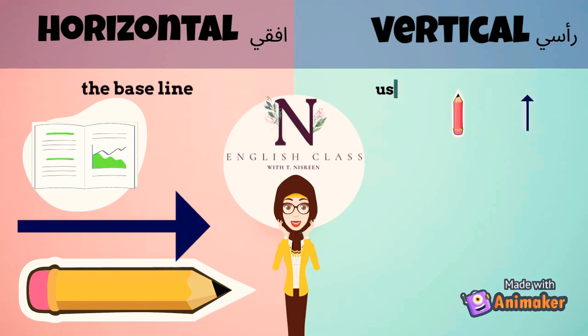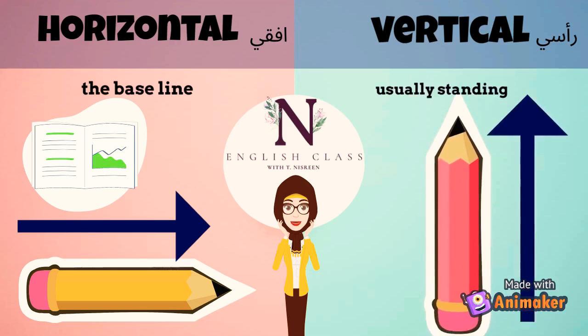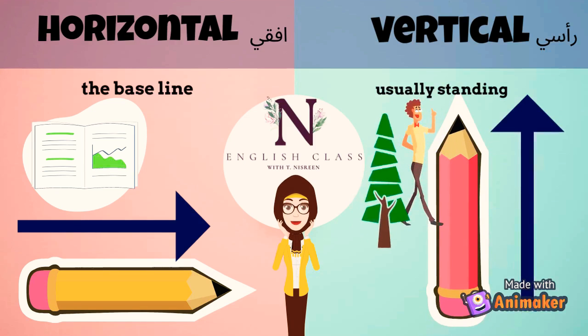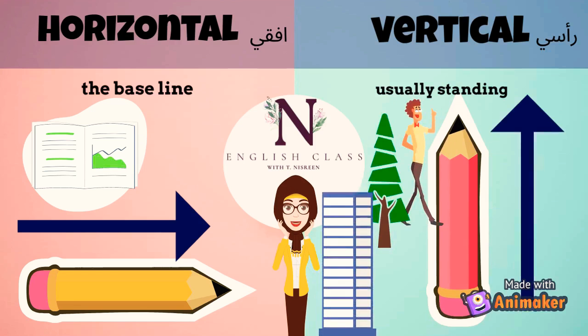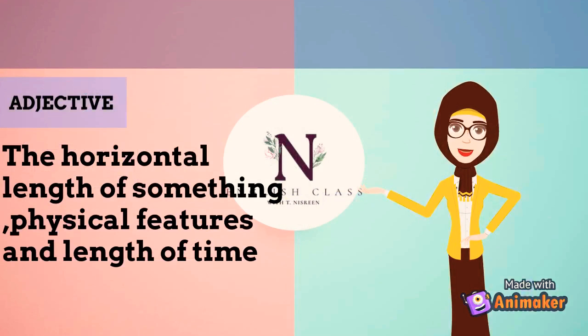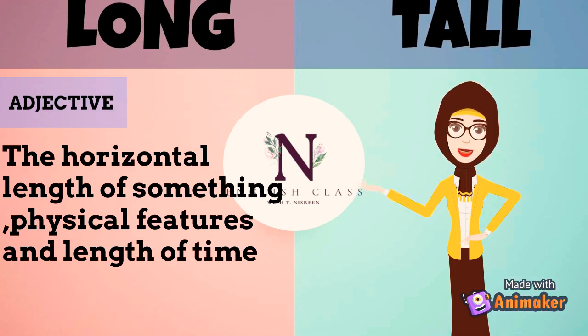Vertical. Vertical means usually standing. Like a man, like the tree, like the building. So I have two words, horizontal and vertical. We exchange the two words, horizontal and vertical, by the two adjectives, long and tall. Pay attention that both of them have the same meaning, but the difference is in the use.